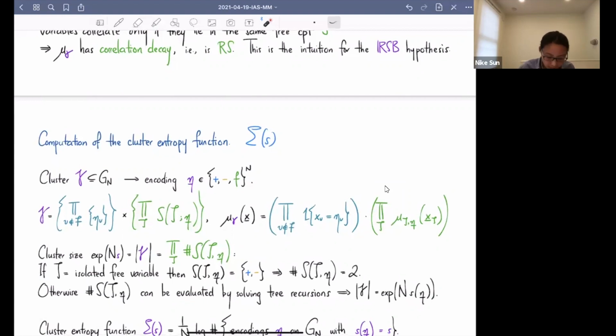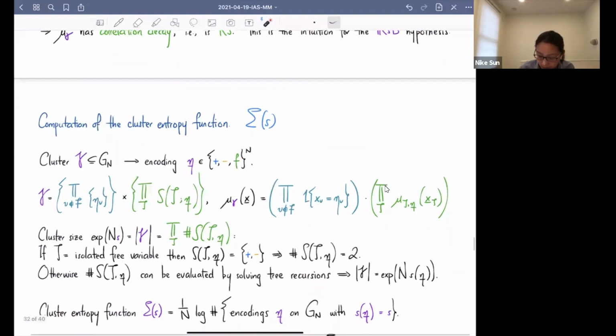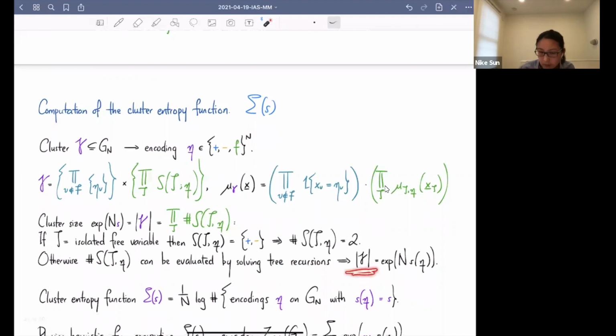If you have an isolated free variable, then of course there are exactly 2 completions. And otherwise, you want to compute it in a way that you can read it off nicely from the configuration eta. This can be done by solving some sort of tree recursion. I won't go into it, but the point is that if you want to know the cluster size, there's an easy way to read it off from this encoding eta, just by solving some tree recursions.